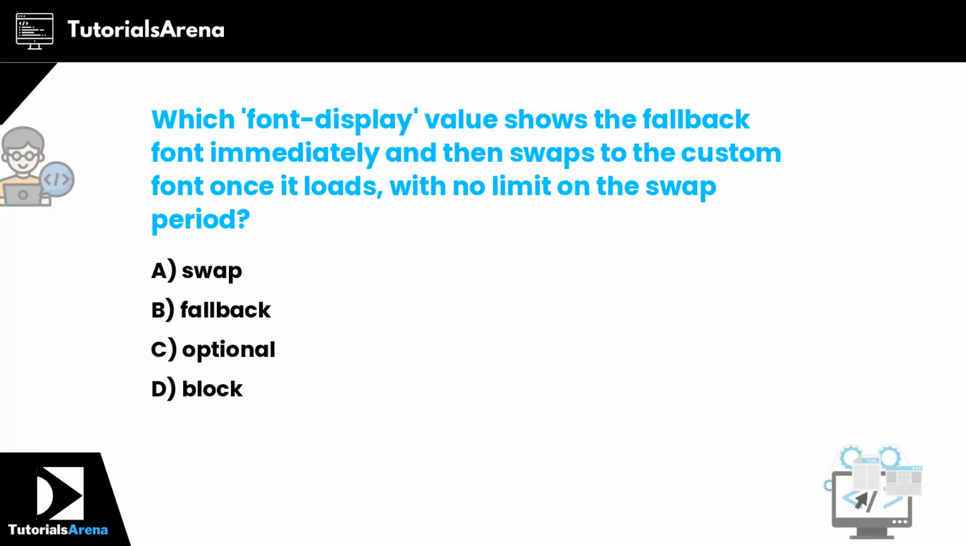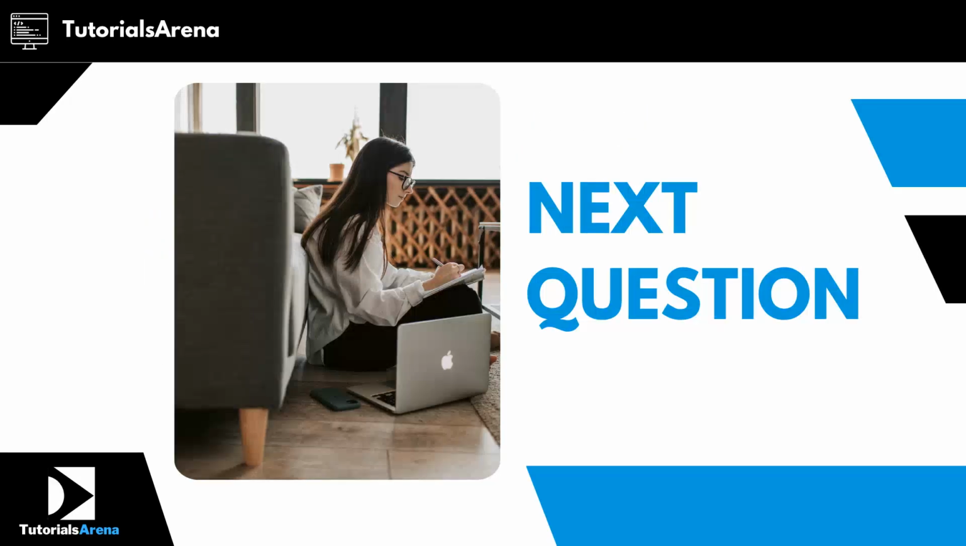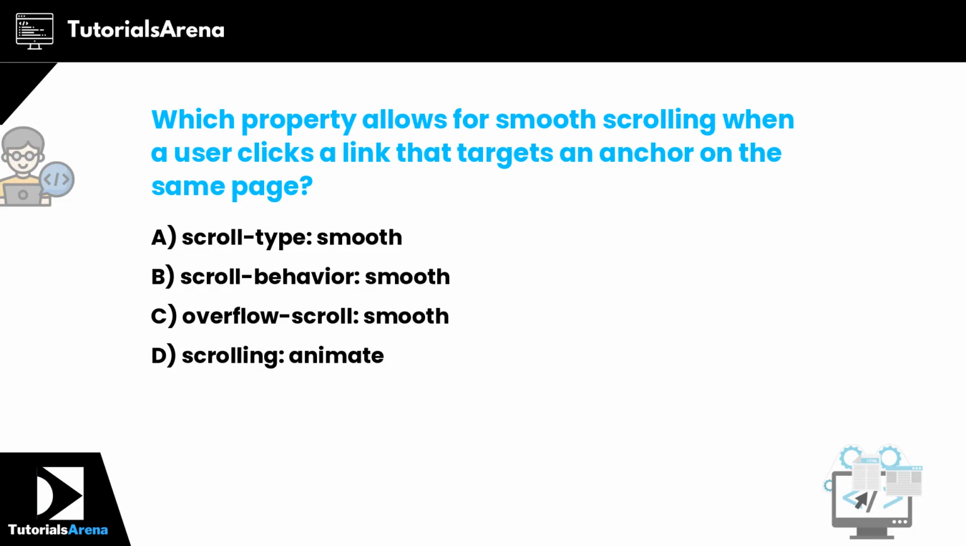Which font-display value shows the fallback font immediately and then swaps to the custom font once it loads, with no limit on the swap period? The correct answer is option A, swap. Which property allows for smooth scrolling when a user clicks a link that targets an anchor on the same page? The correct answer is option B, scroll-behavior: smooth.